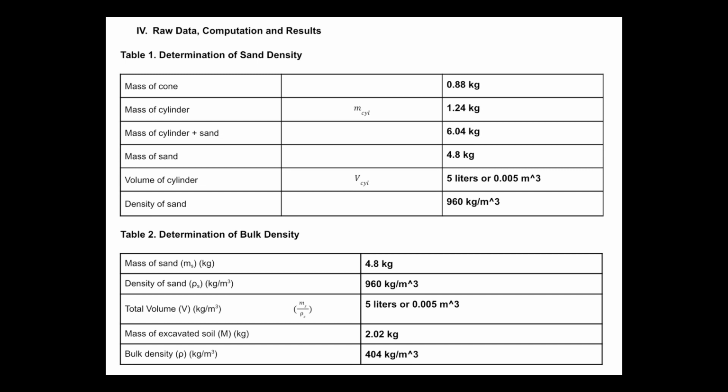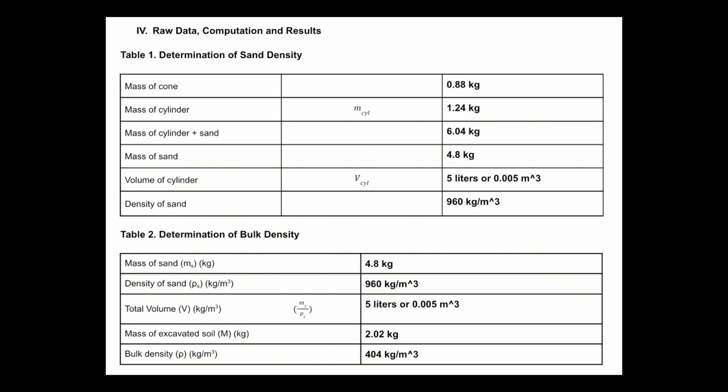These are the data that were gathered. Firstly, the mass of the cone, cylinder jar, sand, and the cylinder jar containing the sand. To get the volume of the cylinder, we filled up the cylinder jar with water up to the brim and weighed it again. The second table shows how the bulk density was determined.